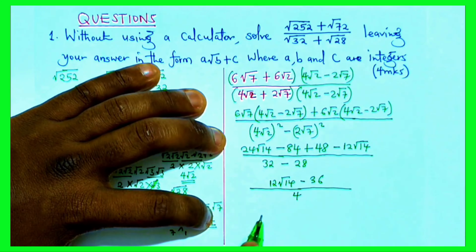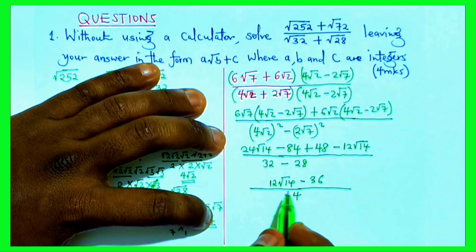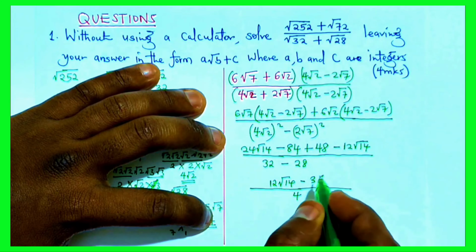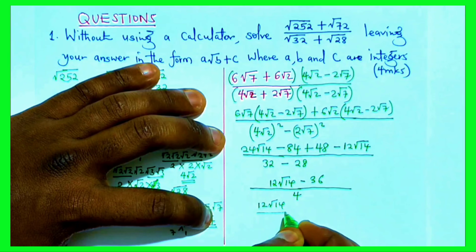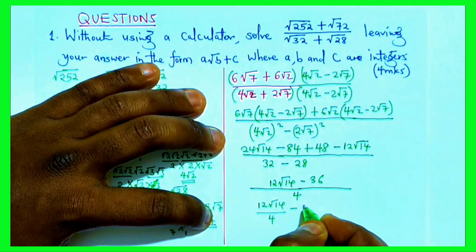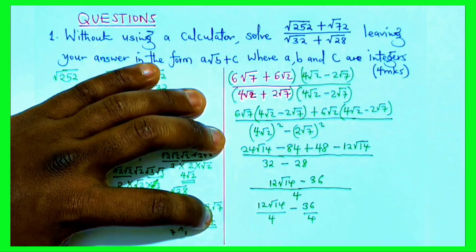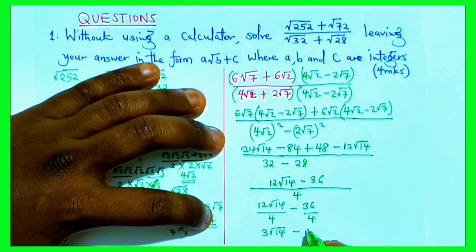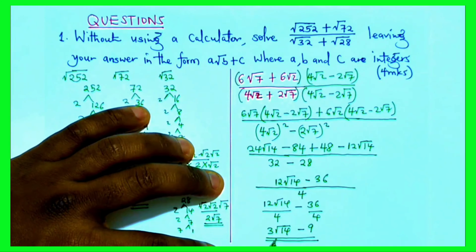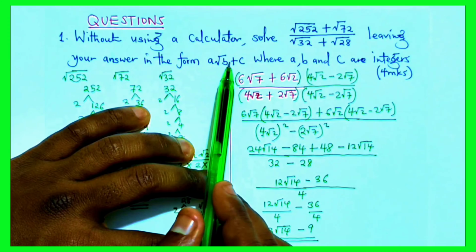And then our last step for simplification, since everything is divided by 4 here, we can separate them by considering that this will be 12 root 14 divided by 4 to subtract 36 divided by 4. So we end up having here our answer as we can cancel by 4, 1 by 4, 3. So we end up having 3 root 14 to subtract 36 divided by 4, which is 9. So this is my final answer, and if you look at it, it is of the form a root b plus c.